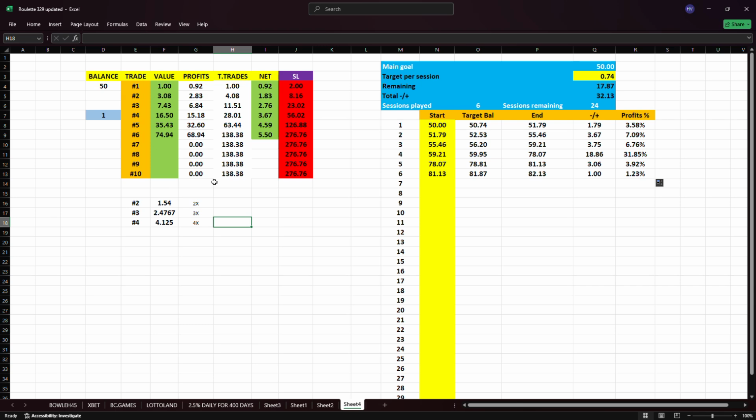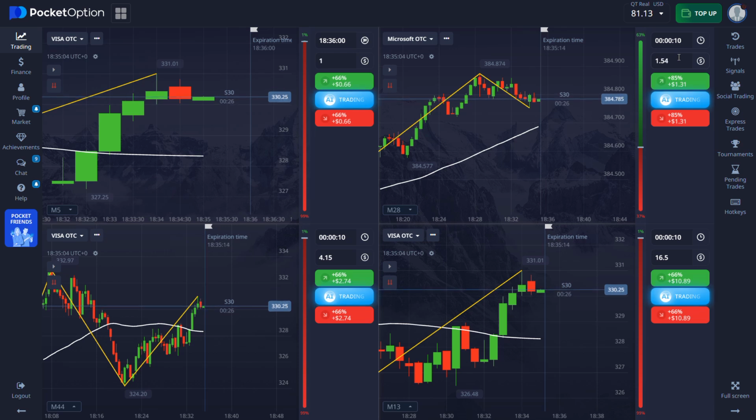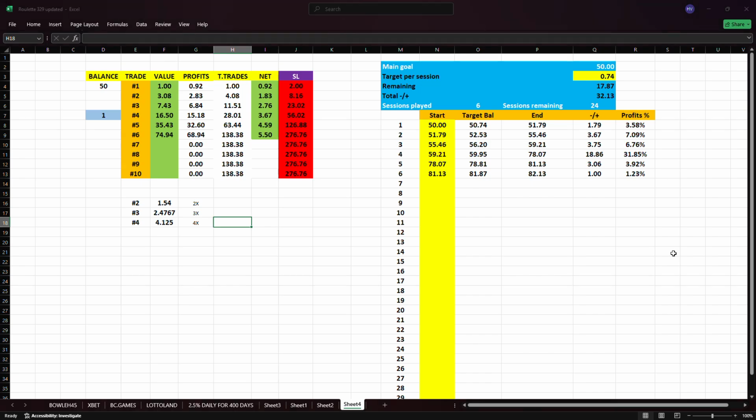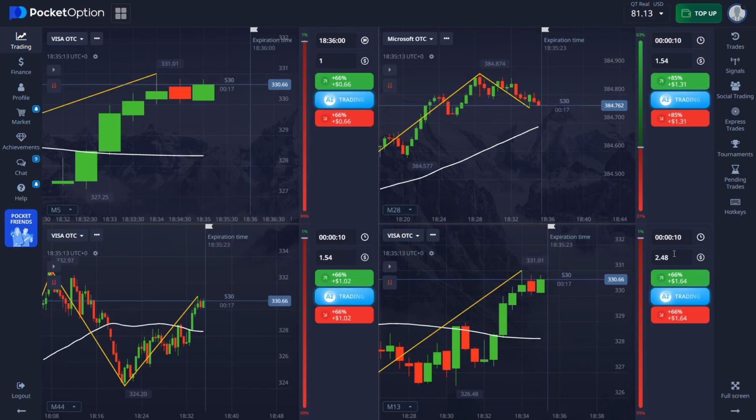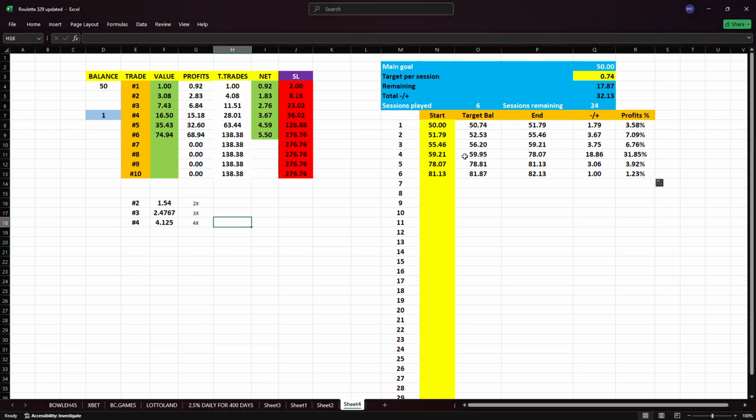So 154 and 248. So 1.54 here, this one is 2 trades, and 248. Yeah, 2.48. Okay, so now I'm going to look for some opportunities. The target is 81, 87.